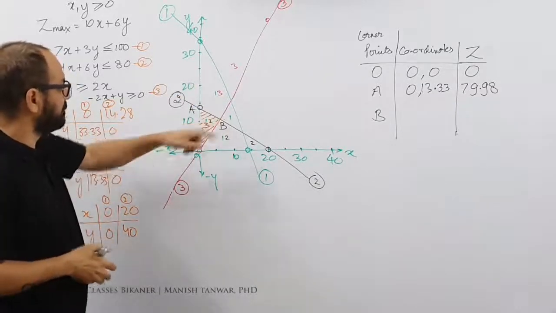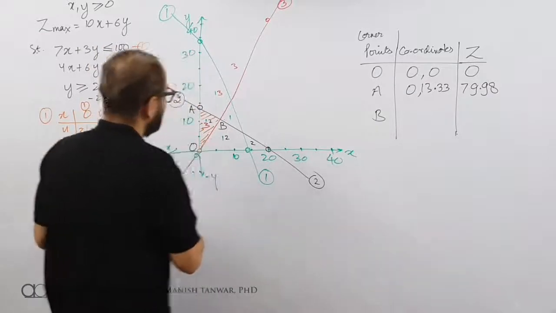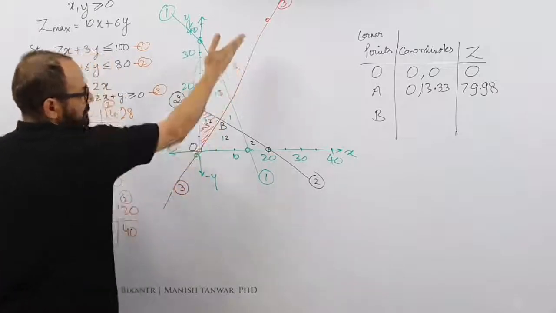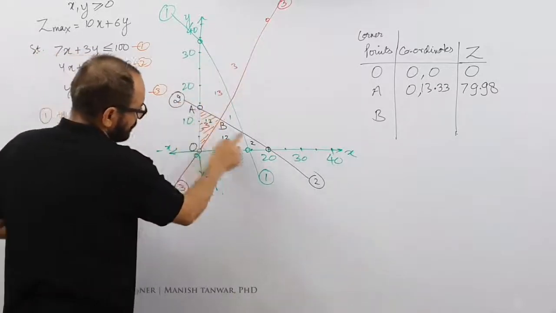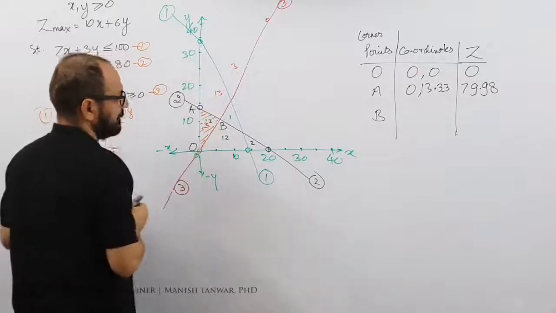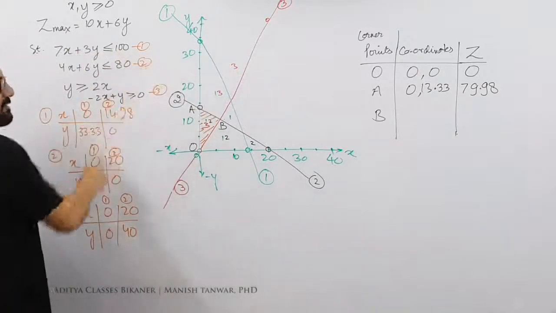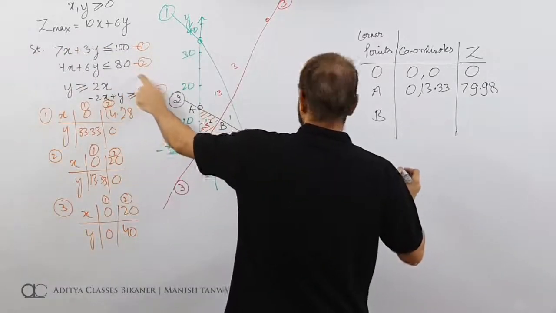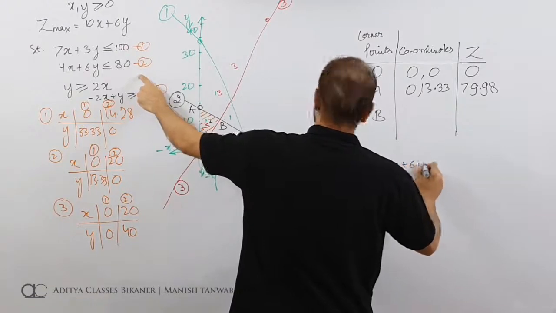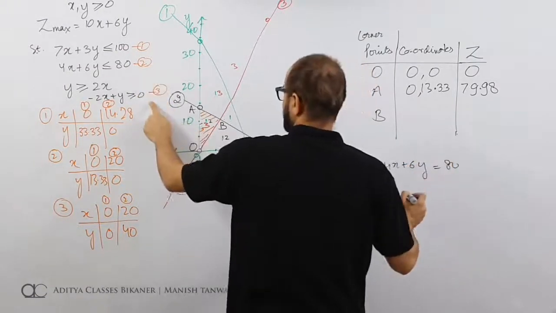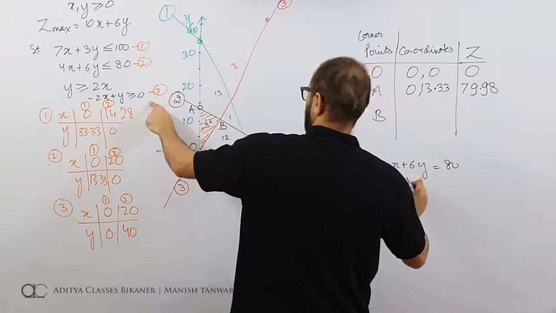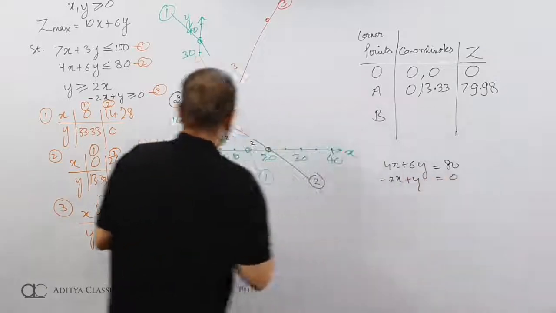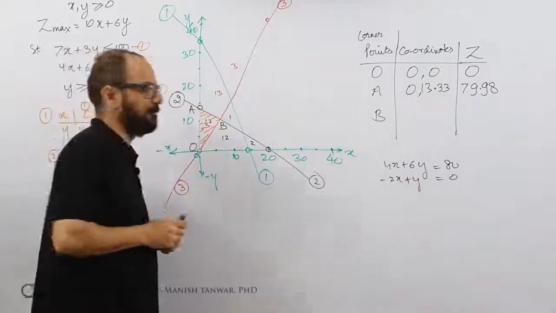And what about the coordinates of B? B is the intersection of the second constraint and the third constraint. So, I will solve constraint 2 and constraint 3 simultaneously to get the values of B. Constraint 2, that is 4x plus 6y is equal to 80, and constraint 3, which is minus 2x plus y is equal to 0. I will solve these two constraints simultaneously to get the x and y values of B.